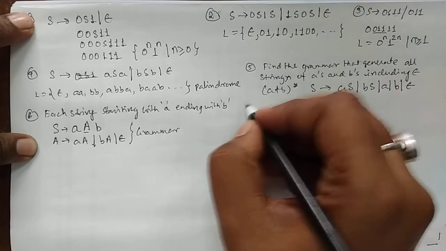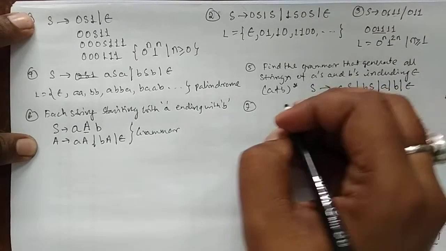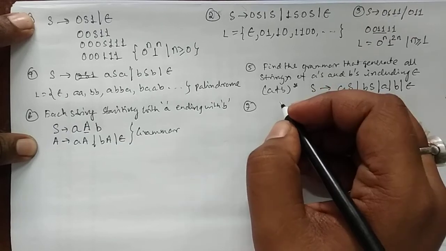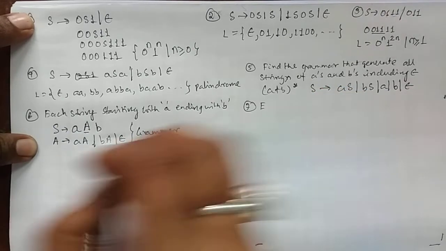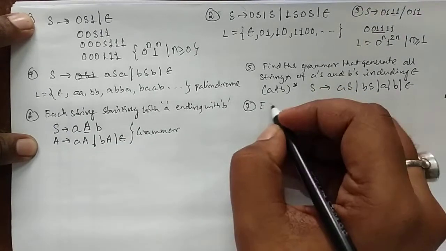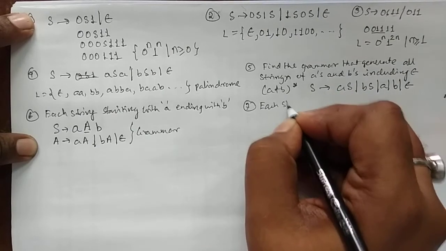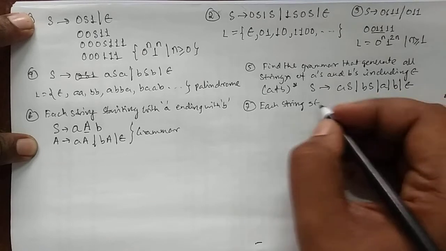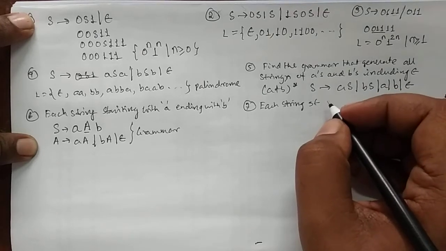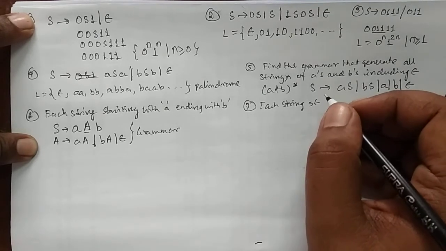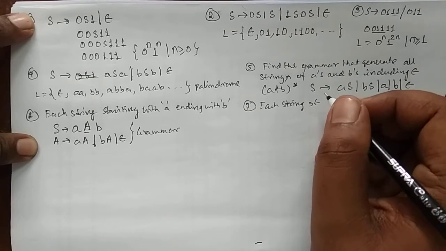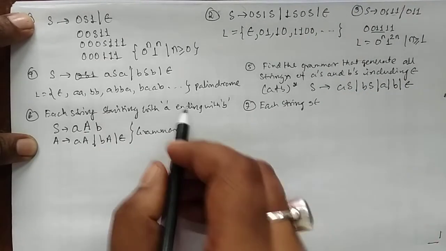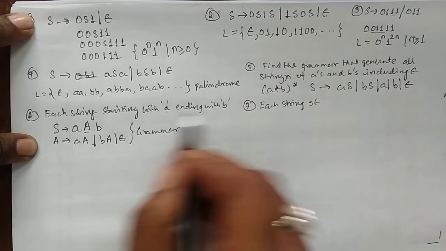Now, number 7: each string starts and ends with the same symbol. Here each string starts with A and ends with B. Now it is given that each string starts and ends with a different symbol. So this is the same, starts and ends with different symbols. See, here it starts with A and ends with B, that is a different symbol.